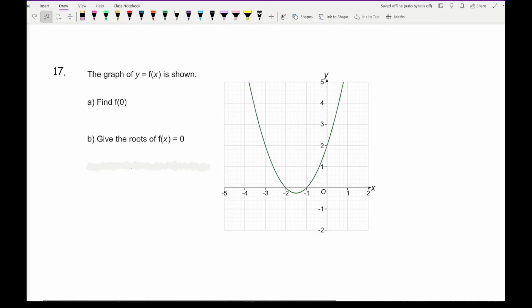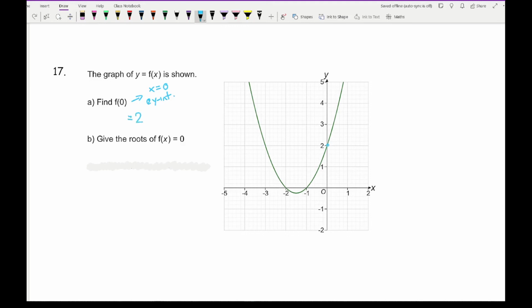Question 17 says that the graph of y equals f of x is shown. Find f of 0. So this is basically where we're substituting x equals 0. x equals 0 is where the line crosses the y-axis, so it's looking for the y-intercept. Here the y-intercept is at (0, 2), so the answer is just 2.